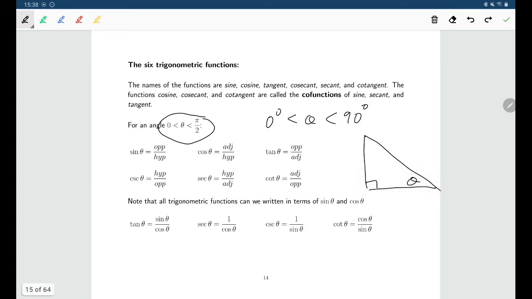So when we're talking about our angles here for right triangle trig, we're talking specifically about angles between 0 and 90. That means that we won't be able to do anything yet with things like what is cosine of 90 degrees or what is tangent of 0 degrees. That's going to require us to have another definition for these trig functions.